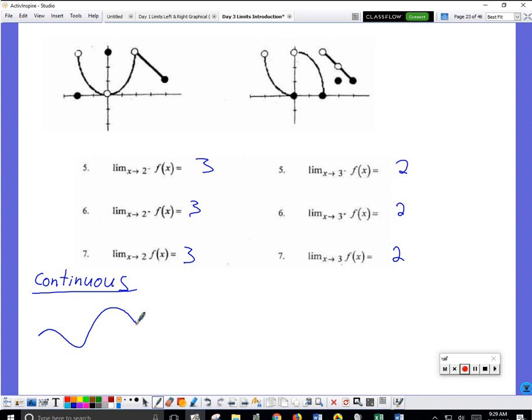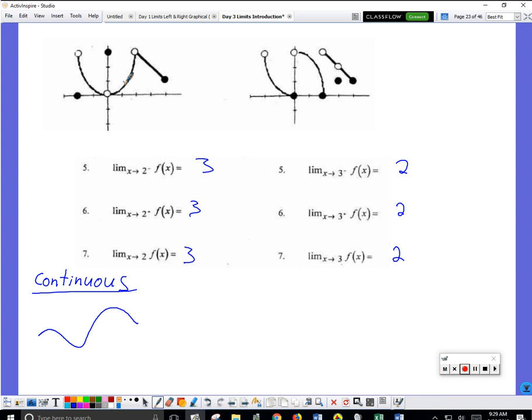For example, up here, I obviously cannot draw this function without lifting my pencil. I have to draw this dot, then I have to come up and draw all of these, and I have to lift my pencil again to draw this dot, etc. So this function is continuous in places, but it is not overall continuous. Anybody need clarification on that? Like along here, the function is continuous. I can draw all of those, but not all of it.